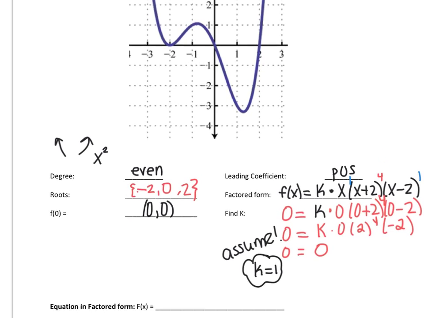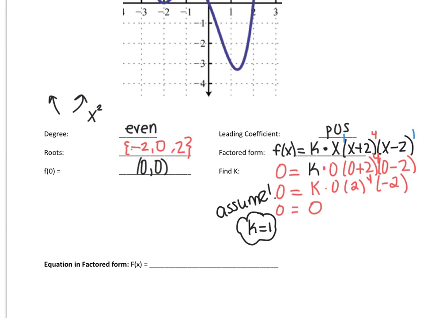So, let's write this in factored form. So we have f of x equals, we're leaving k as 1, so x times x plus 2 to the 4th, and x minus 2. Alright, that would be a possible equation. Remember, there's an infinite number of possible equations that you could have, but this is one possibility here. Alright, write down any questions that you have, and we'll go over them tomorrow in class.